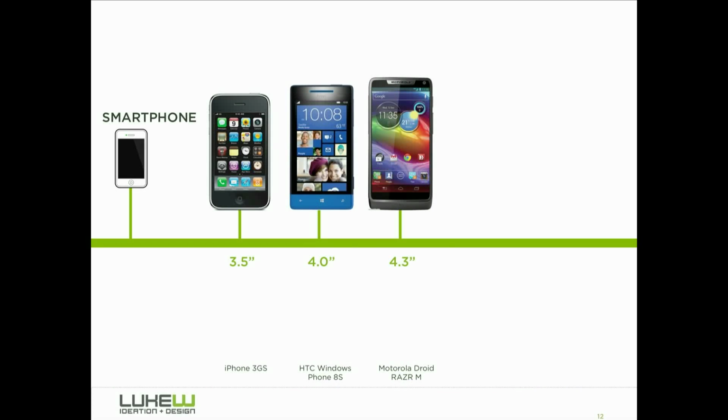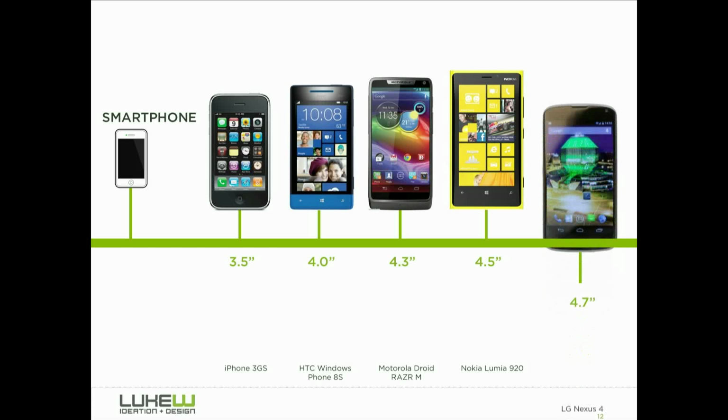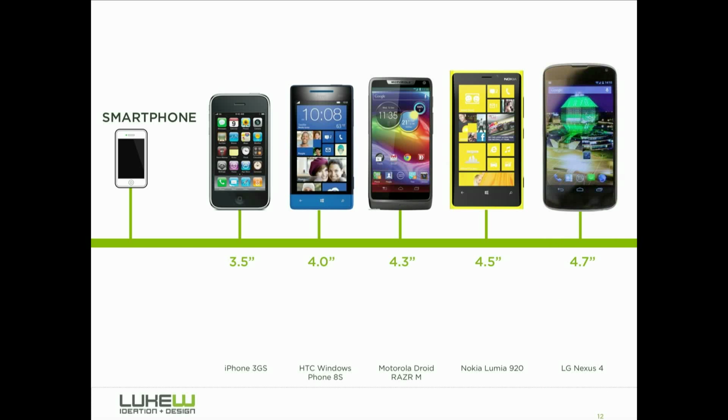So looking at our friend the smartphone, right? There's that 3.5-inch iPhone. Here's a 4-inch HTC Windows 8S. Here's our friend the Motorola Droid Razr M on Verizon's 4G LTE network with dual quad-core Snapdragon processors. You know, people never laugh the first time I say that, but by the third time it turns into a joke. I never understand it. Here's Nokia Lumia 920. Here is the LG Nexus 4, so the current flagship Android device. Does anybody notice something about this chart?